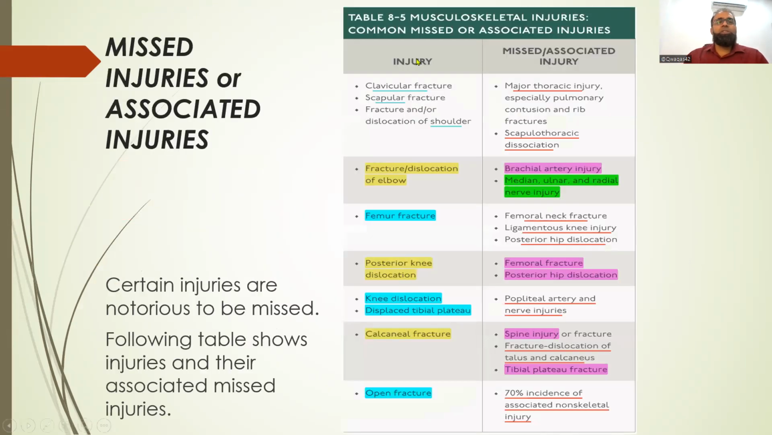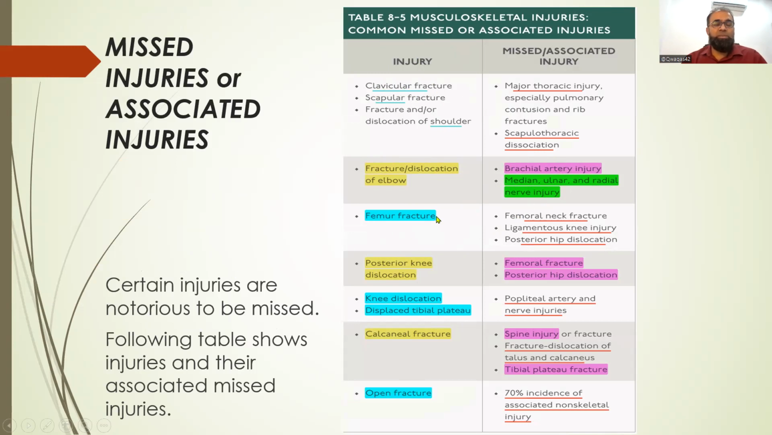And what are the missed injuries? There are some injuries that can be missed, so you have to look for that. This is a table showing that if you have fracture dislocation of the elbow, you can have an injury to the brachial artery or median, ulnar, or radial nerve injury. So you have to look for that.